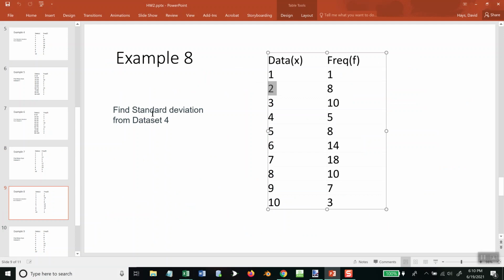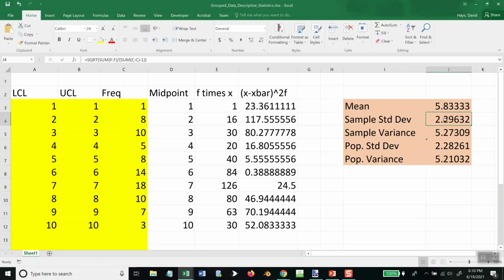Okay, and this problem's asking us for the standard deviation. So that'll be our sample standard deviation. So our answer is 2.29632. Then round to whatever decimal place.